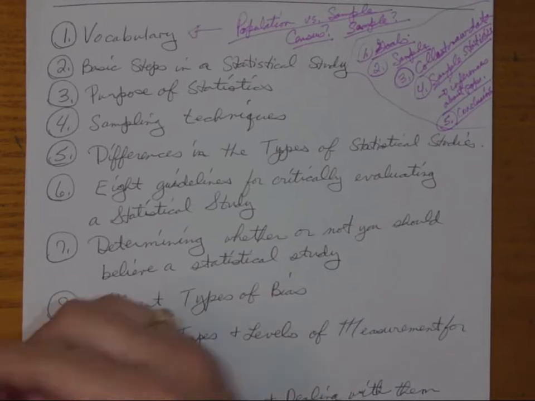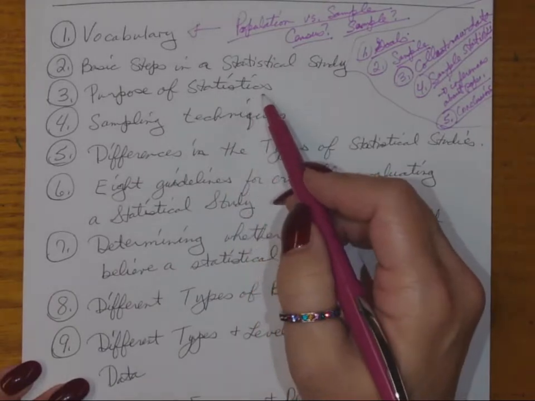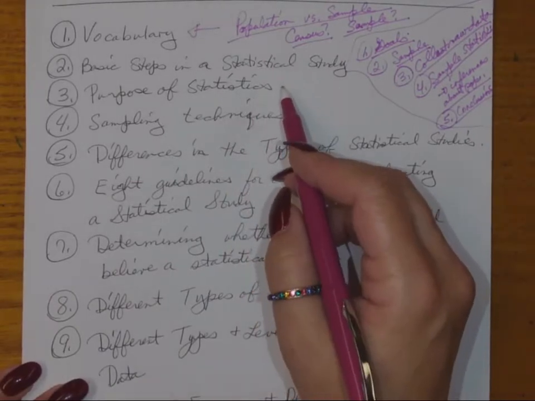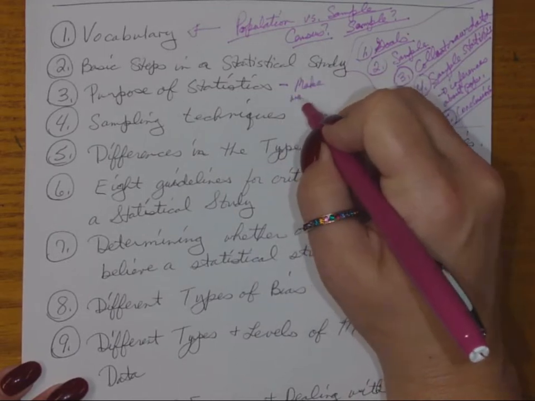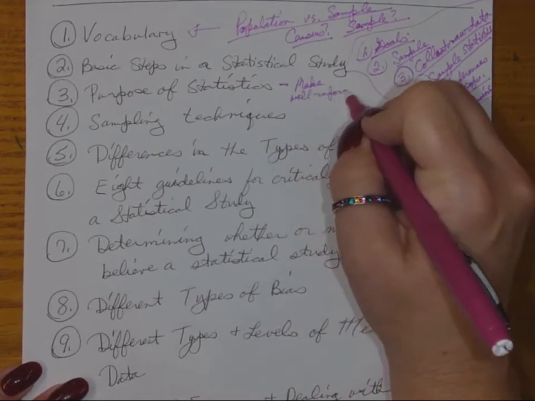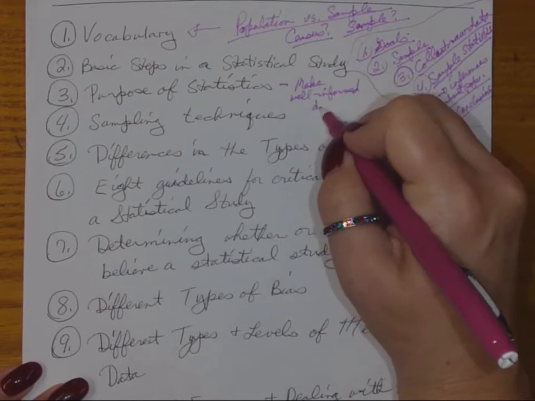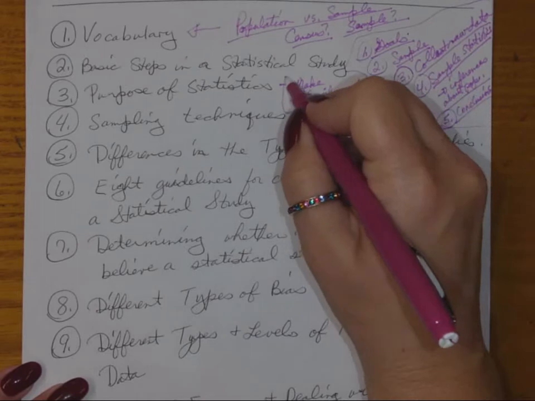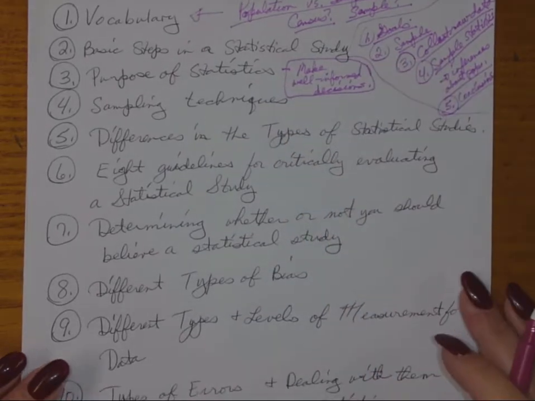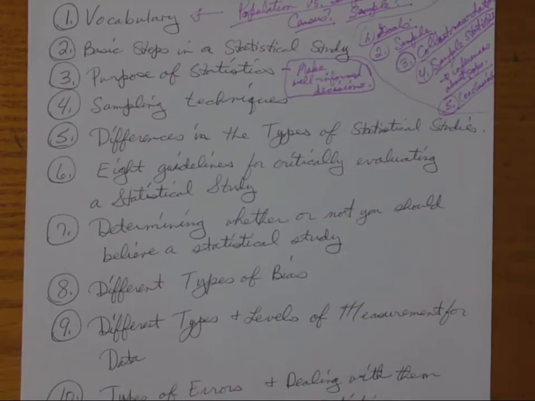Okay. Purposes of statistics. Remember that the main purpose for statistics is to make well-informed decisions. We use statistics to make well-informed decisions. Now, whether that's, hey, I'm going to buy this car over here because it has the best gas mileage. Okay, how do you know that? Because the statistics show me that it gets 40 miles per gallon or whatever.